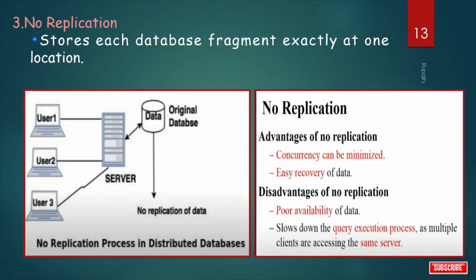So what are the advantages and disadvantages? Advantages are concurrency can be minimized because no replication is there, and also easy recovery of data is possible. But disadvantages are poor availability of data, and second, it slows down the query execution process because of poor availability of data, as multiple clients are accessing the same server.